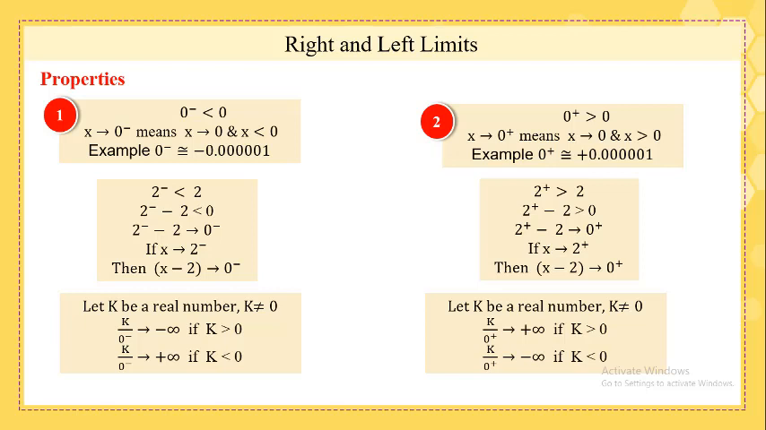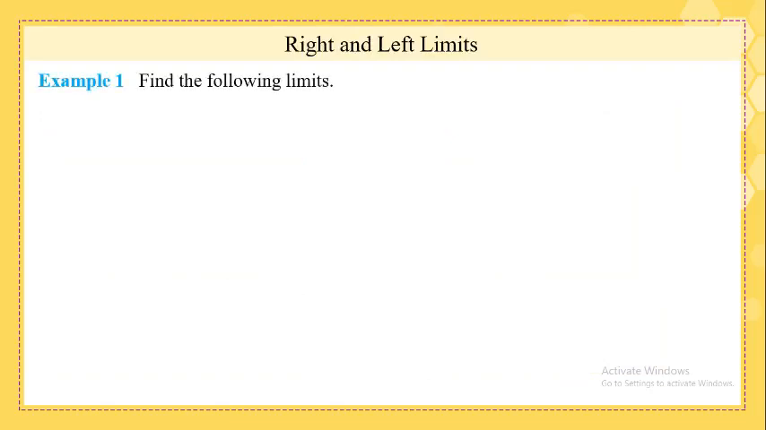We deduce that, let k be a real number with k not 0. If k is positive, k over 0 plus tends to plus infinity, and if k is negative, k over 0 plus tends to minus infinity.